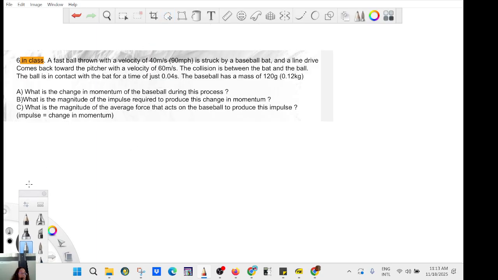Okay, let's try to do a drawing. So you have a baseball. I don't understand baseball either. So 40 meters per second. And then someone is going to hit the baseball with a baseball bat.